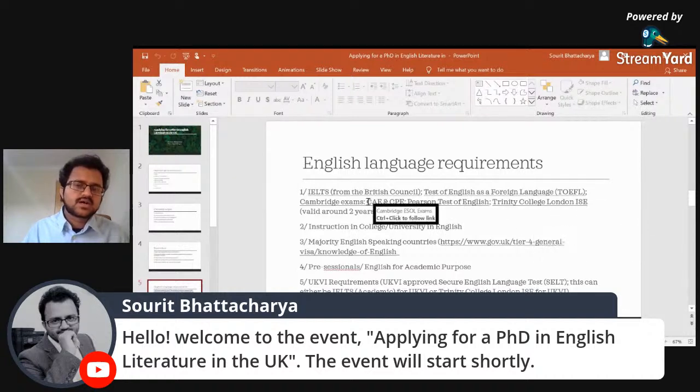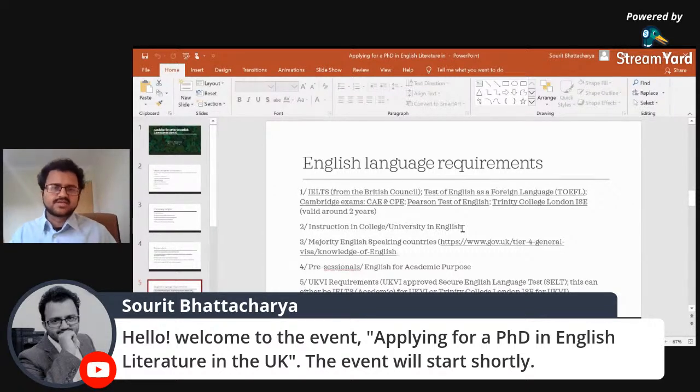Then Cambridge exams, that is CAE and CPE. Then Pearson Test of English, Trinity College London, ISE. These are some of the standardizing bodies that do these tests, and you will be given scores. Now, every university will have a list of marks, let's say the cutoffs.